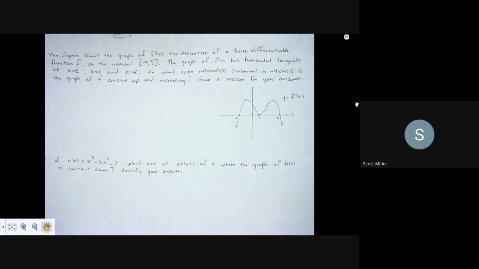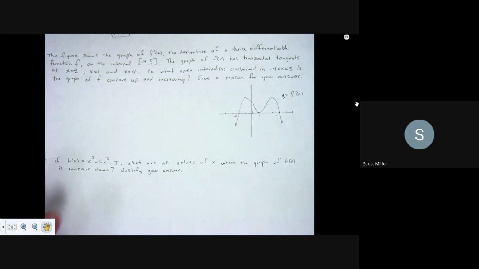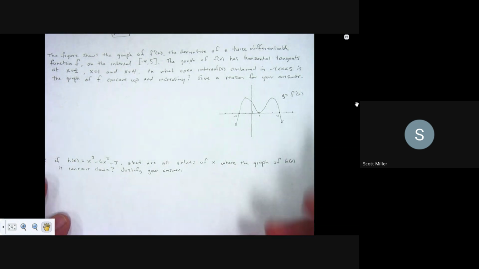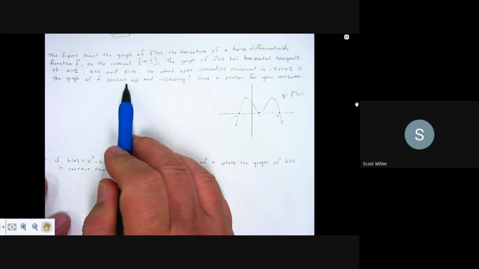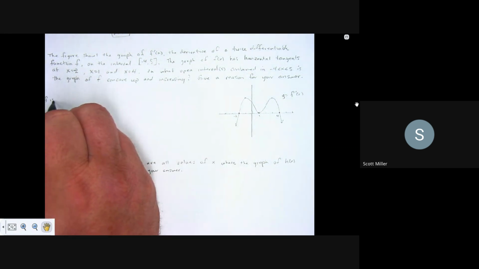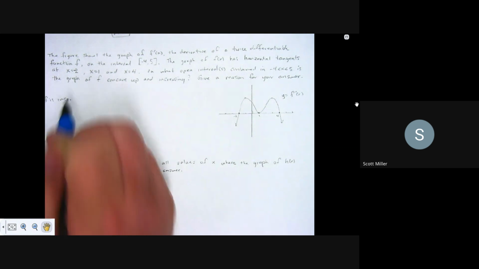On what open interval or intervals contained in this interval from -4 to 5 is the graph of f concave up and increasing? And give a reason for your answer. Okay, so it's asking us to compare two things. So break it down one piece at a time. The first thing we want to look for in answering this question is when it's concave up and increasing. So I know that f is increasing, and I'm going to abbreviate here.